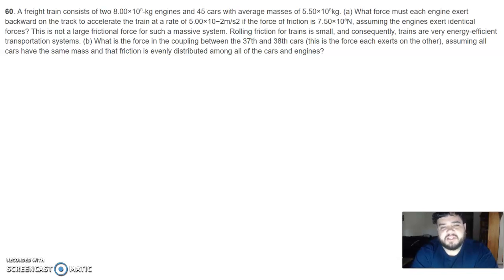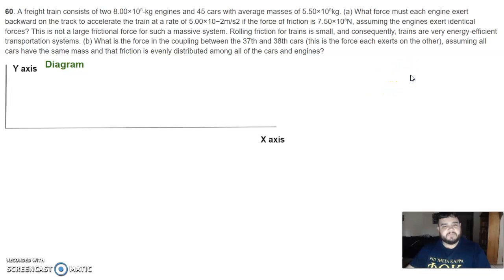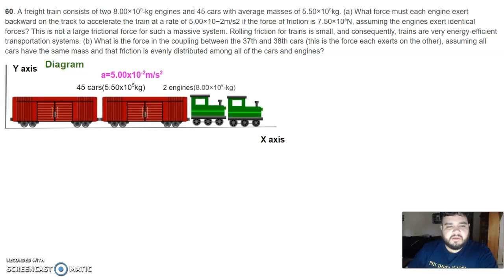Well, yeah, of course, trains go easily. So let's think about this for a second. The wheel turns and pushes force back on the track to be able to move forward. So we have to draw a diagram first with our X and Y axis. We've got our train, cars, and our engines.